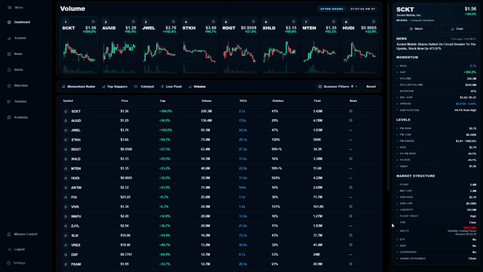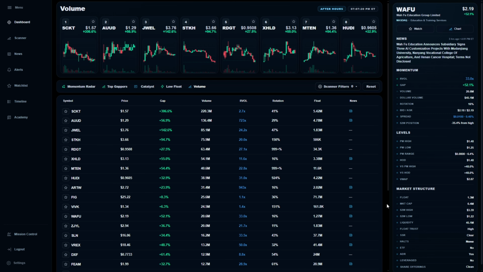In this lesson, you'll learn how to use the Analysis panel to quickly research a stock without leaving the scanner. To open the Analysis panel, simply click on any stock in the scanner. The Analysis panel brings together company information, market news, momentum statistics, and technical data into one place, making it easier to research a stock before making any trading decisions.